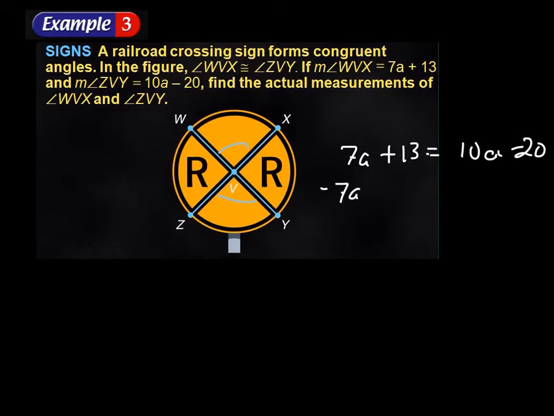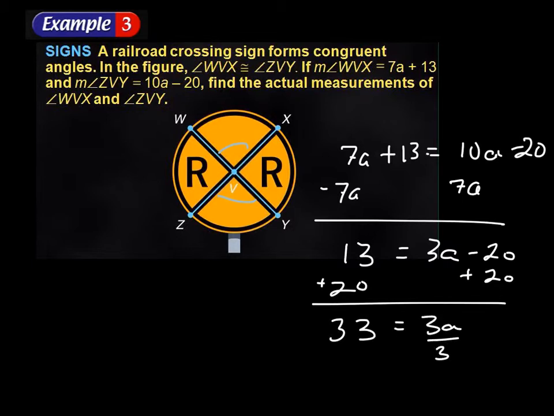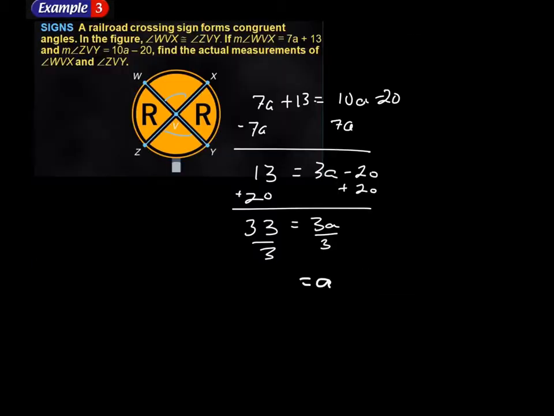Subtract 7a from both sides of the equation. So now I'm going to have 13 equals 3a minus 20. And if we add 20 to both sides of the equation, we're going to have 33 equals 3a. Divide by 3, and we get 11 equals a. Oh, I circled it, but that's not my answer. Rats. Okay, we want the actual measures of the angles.